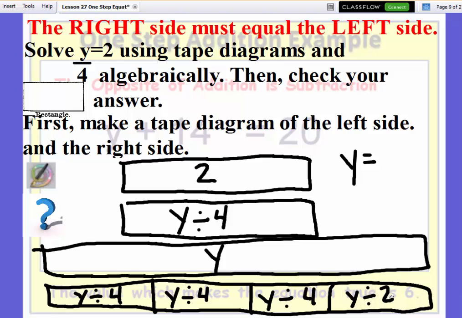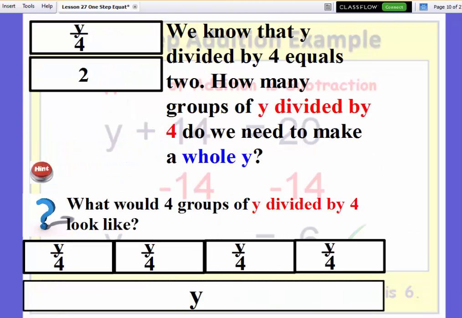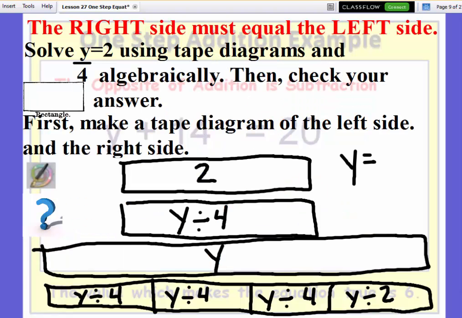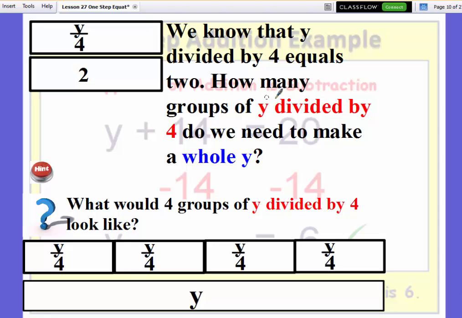So we're going to look on the next page. It has it a little bit easier laid out, nice and tidy. We know that y divided by 4 equals 2 because I have that picture right here. It's the same picture we have over here. They're equivalent. They're the same. How many groups of y divided by 4 do we need to make a whole y? Well, here I have that picture. I need 4 groups. 1 group, 2 groups, 3 groups, 4 groups to make this large y.